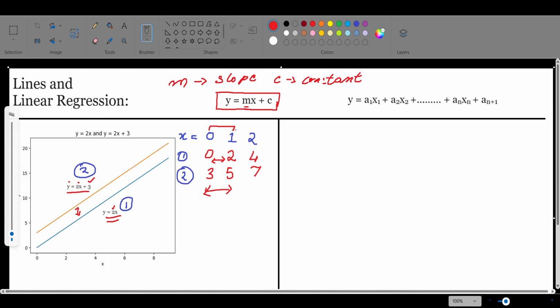Now let's look at the second interval when x changes from 1 to 2. Here too, equation 1's y value changes by 2 units, and so does equation 2's y value. So you see, the rate of change is still the same. For every unit of x, both the y values change by 2 units. But there is a minimum value added to this 2x.